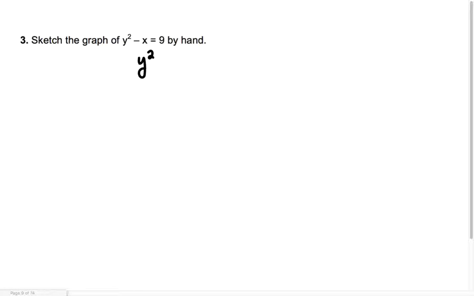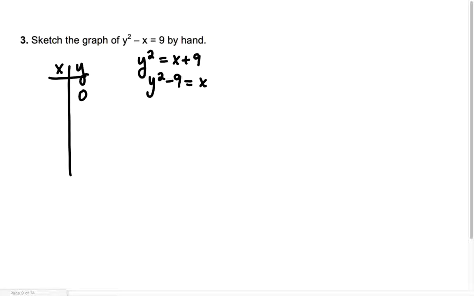Let's get the x isolated. So I'm going to have y squared equals x plus 9. And then I'm going to subtract the 9 over. Because really, when it's a parabola on its side, the best way to graph it is to let y be your independent variable, like that thing you're plugging in for with the t-table. So this way, now that I have it like this, I can easily pick numbers for y. Like I could pick 0, 3, negative 3, 1, negative 1. I can plug different things in for y to get x.